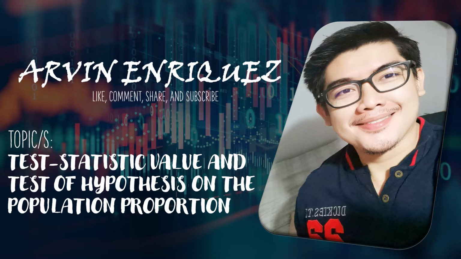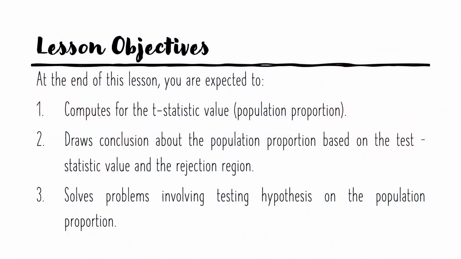With this video lesson, we're going to discuss the topic Test Statistic Value and Test of Hypothesis on the Population Proportion. Our lesson objectives. At the end of this lesson, you are expected to compute the test statistic value for a population proportion, draw conclusions about the population proportion based on the test statistic value and the rejection region, and solve problems involving testing hypotheses on the population proportion.